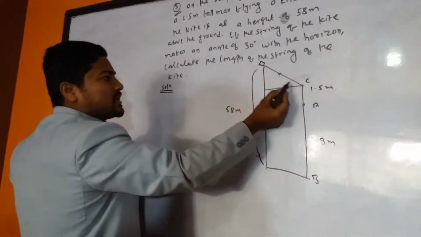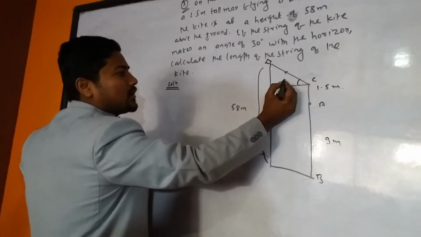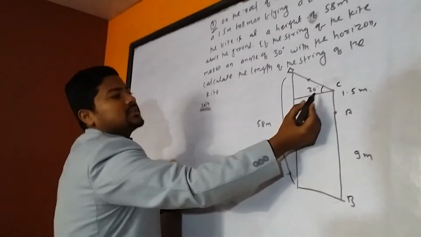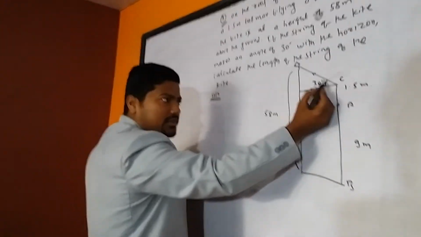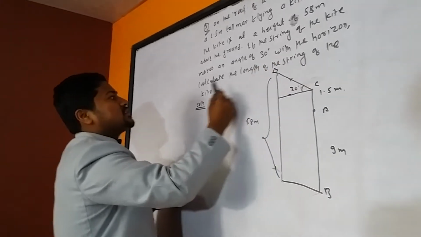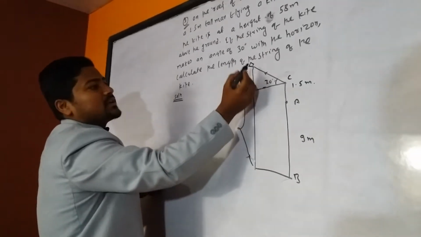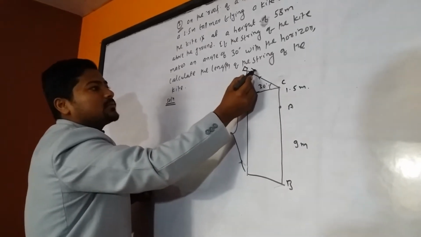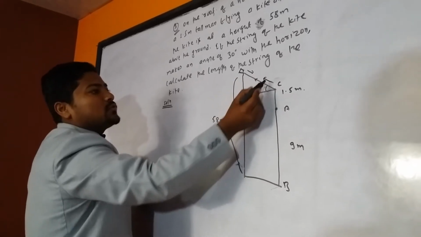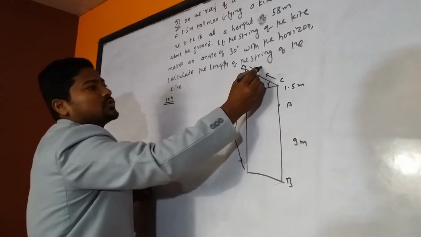So now this string makes an angle of 30 degrees with the horizon. Means this horizon, this 30 degree angle, okay, with the horizon. Calculate the length of the string. We have to calculate this length of the string. This is equal to what?